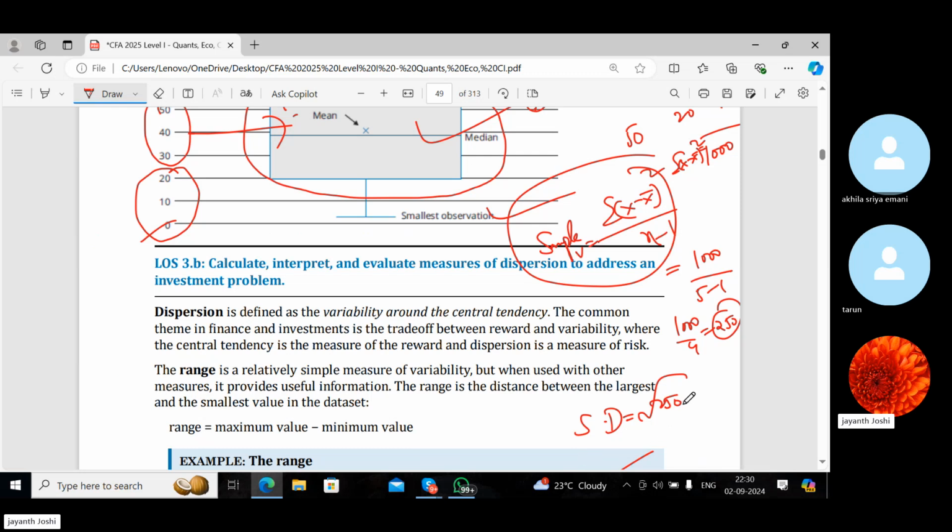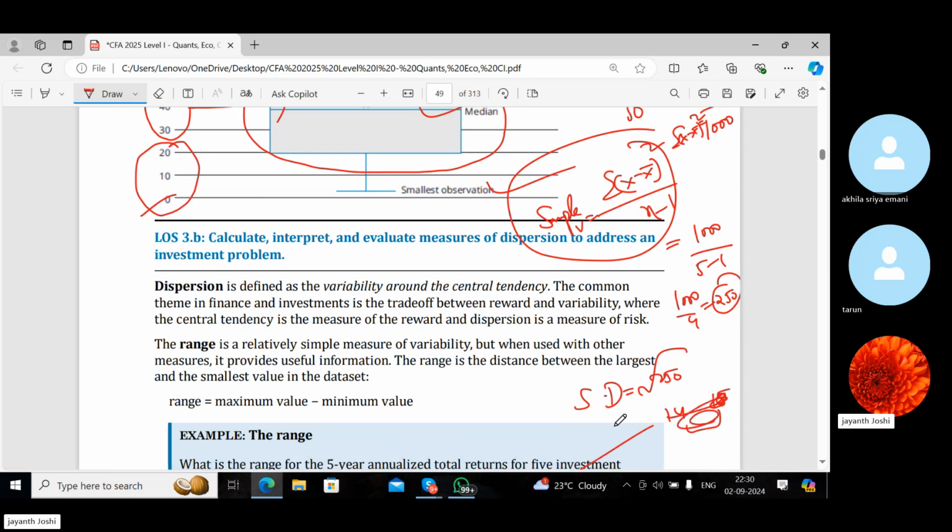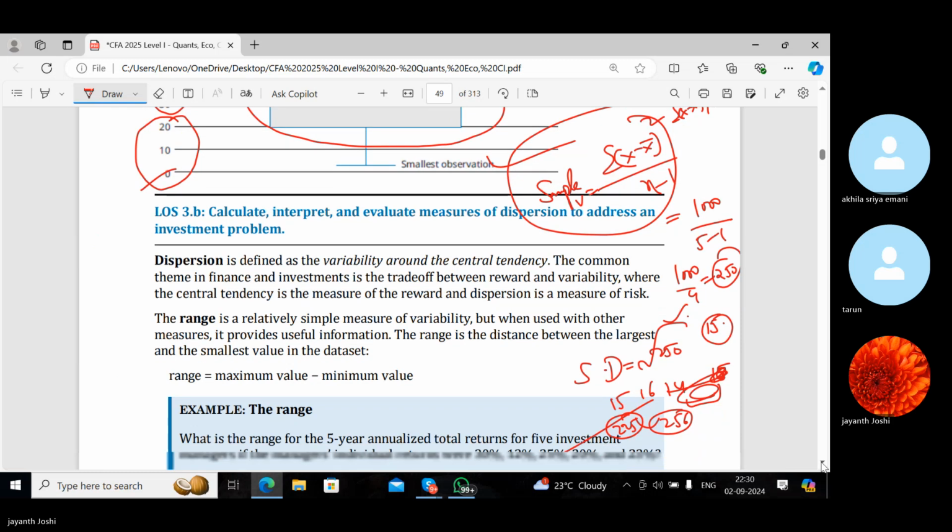See, 15 squared is 225. So your answer would be between 14 and 15, no, between 15 and 16. Sorry. Why? Because 225 is 15 squared, and 256 is 16 squared. So 250 lies between these two terms. So it will be 15 point something. That will be the standard deviation.